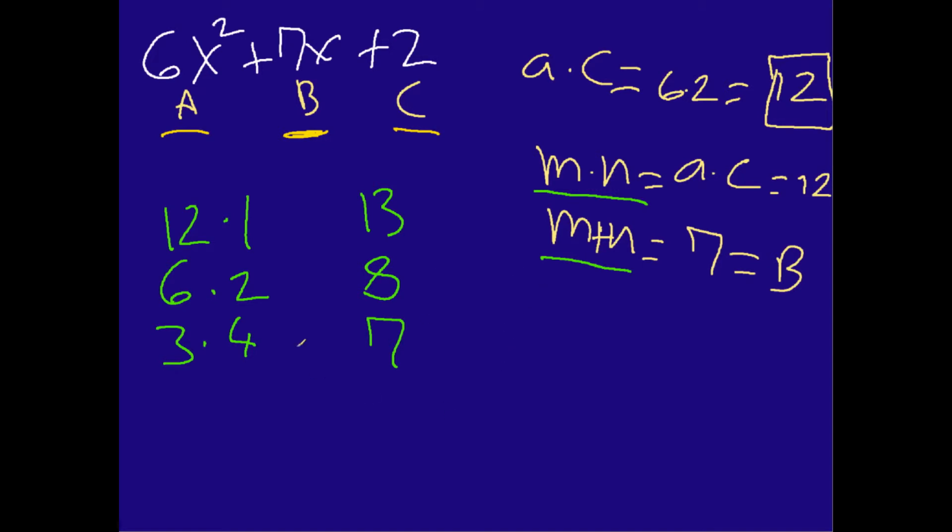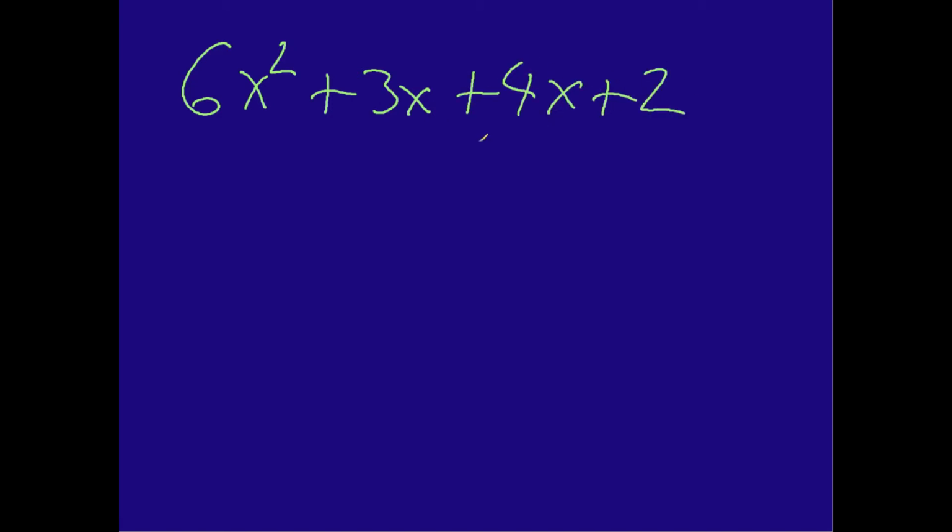Let me go ahead and go to the next slide here. I get 6x squared plus 3x plus 4x plus 2. So I was able to split out this middle term. And how did I get this 3x plus 4x? Because 3 times 4 will give me 12. Remember, I need something that multiplies to 12, because 6 times 2 is what I multiply by. This is my A, and this was my C. So 3 times 4 is 12, but 3 plus 4 gives me my 7x.